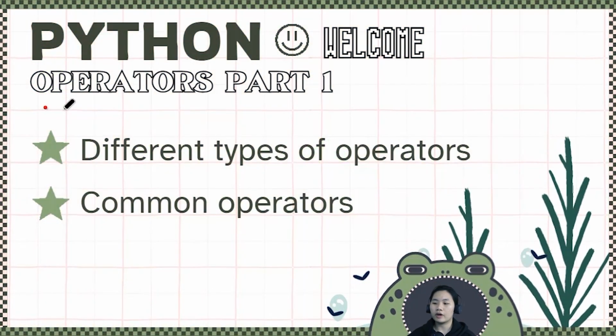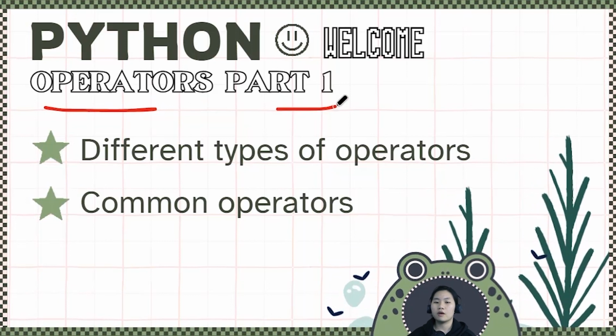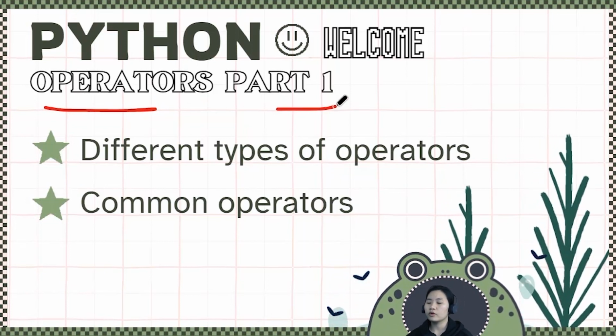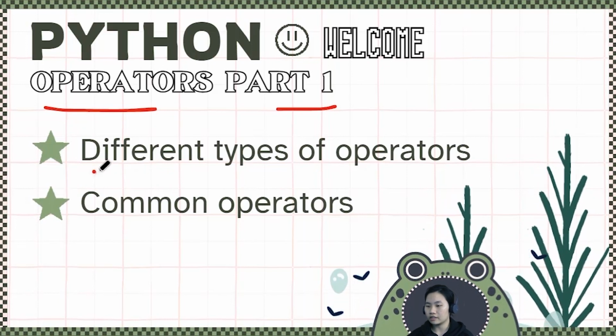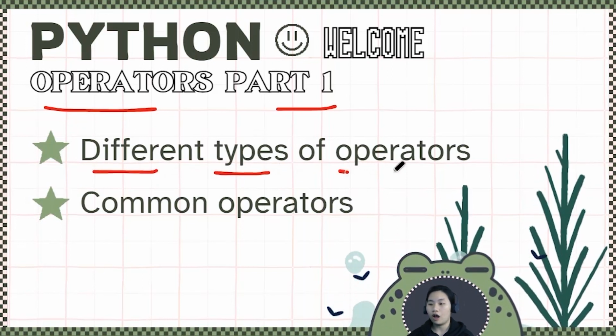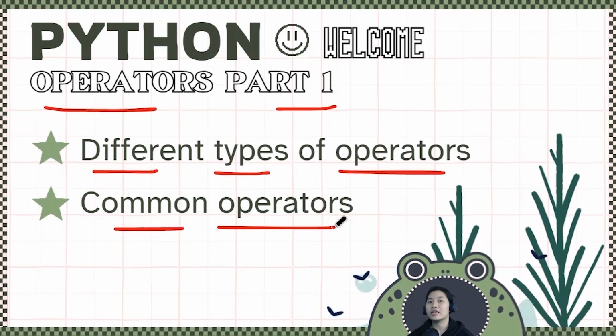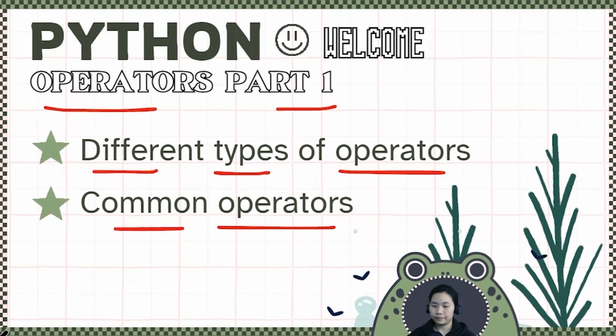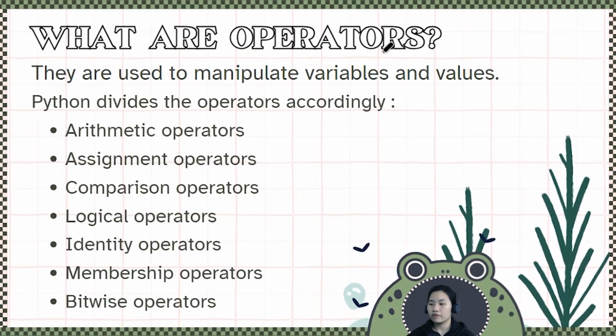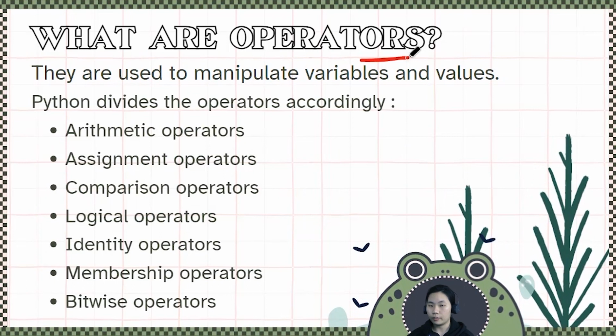Today we'll be learning about operators. Now this is part 1. So what are we learning in part 1? We're learning about different types of operators and the common operators that we can expect to encounter a lot when we program. So first of all, what are operators?